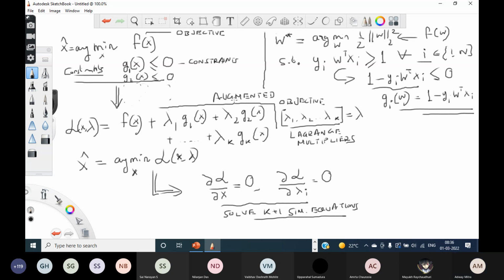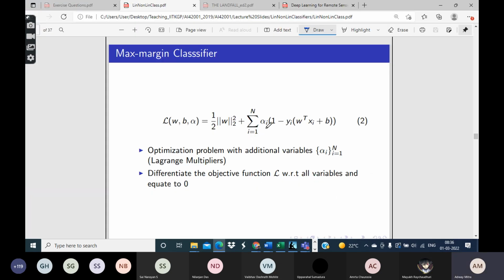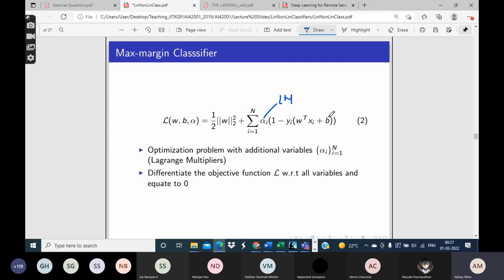So then, what happens? Let us write the whole thing using the augmented objective function, which brings us something like this. Okay, so these alphas are basically the Lagrange multipliers which we talked about. Forget the b's.